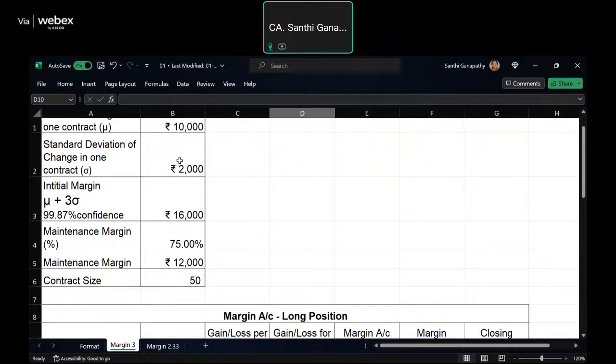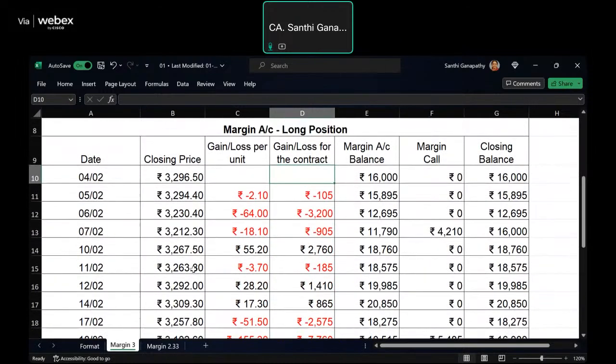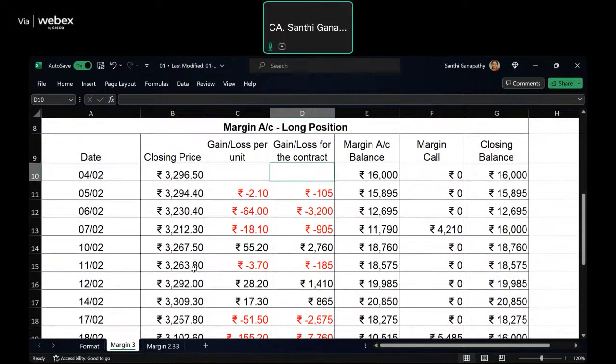And maintenance margin is 75% of that. So how much is the maintenance margin? What is the contract size? There is a long position because it is a bought in position. And whenever you hold a long position, let us say the price drops, then you lose. Let us say the price increases, then you gain. That is the gain or loss for one. But the contract is for 50. It is a standardized contract because we are talking futures. It is 50. So for 50 units, what will be the gain or loss?